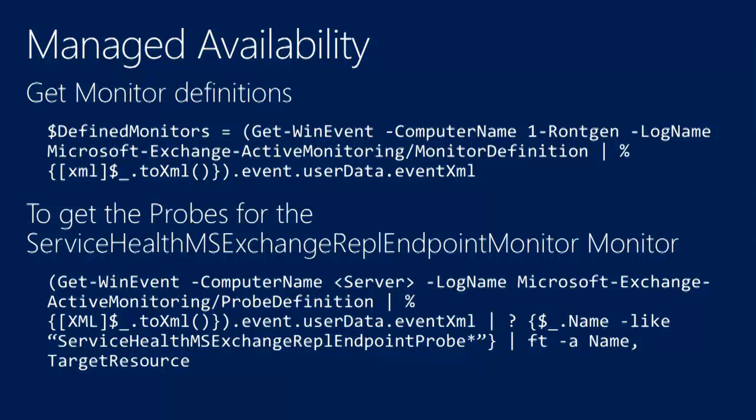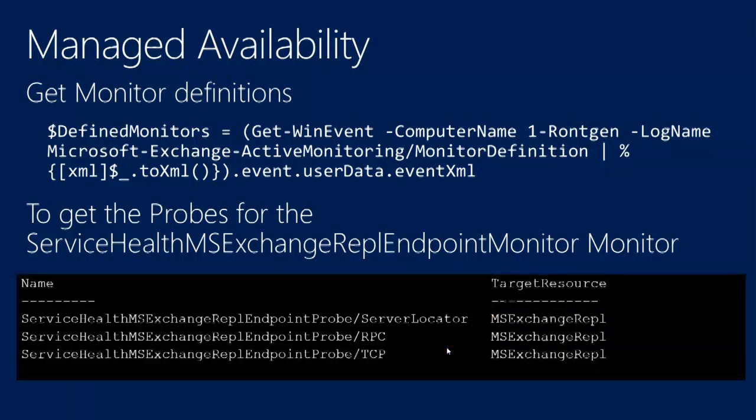So at this point, now that I have the monitor definition, I need to see what probes can trigger that monitor. And that's what I'm using this bottom one for. So now I'm searching the probe definition event log for the one that has the Service Health MS Exchange REPL Endpoint Probe. Once I find that, this is the output that I get. I get 3 different probes, one which is a server locator, one which checks RPC connectivity, and a third probe which checks TCP connectivity. And you can see the target resource was the replication service on there.